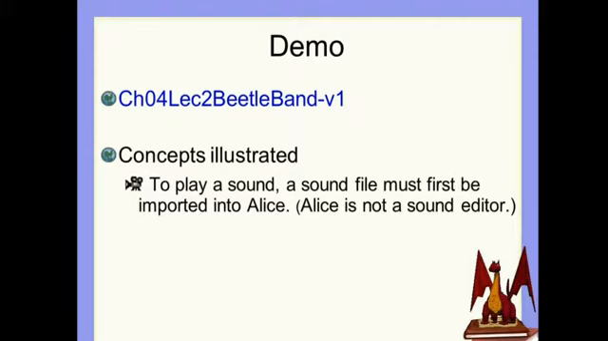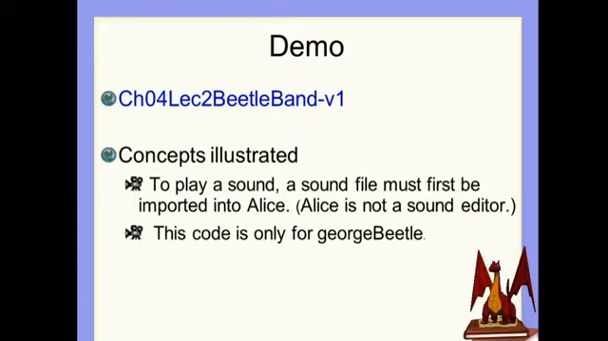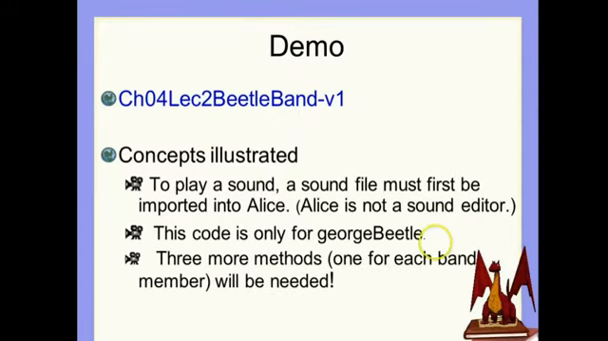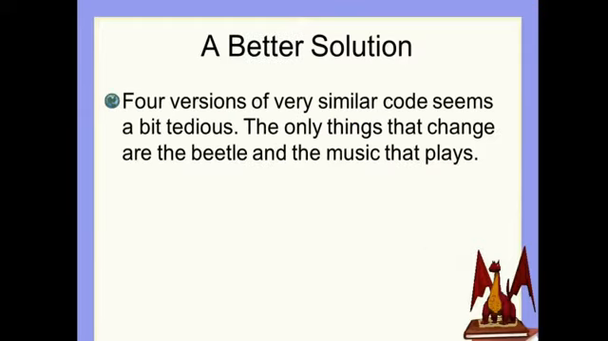Okay, well, I was supposed to show you how to import a sound. I'll do that next example. But the important thing is that Alice is not a sound editor. You actually have to make the sound or get it from a file. Don't worry, I have a place for you to get lots of sounds, but you can also create your own. And as you saw, this code was only written for George Beatle, and 3 more methods would be needed. Or will they? So here's a better solution.